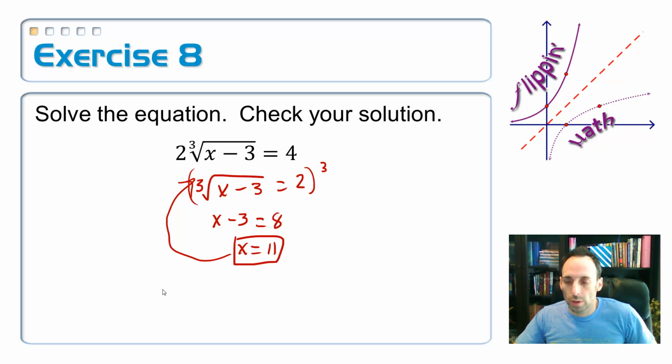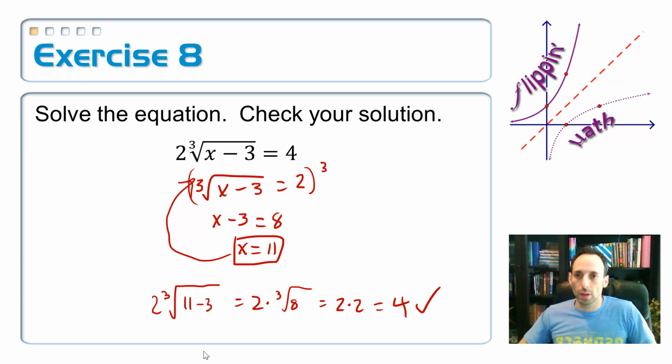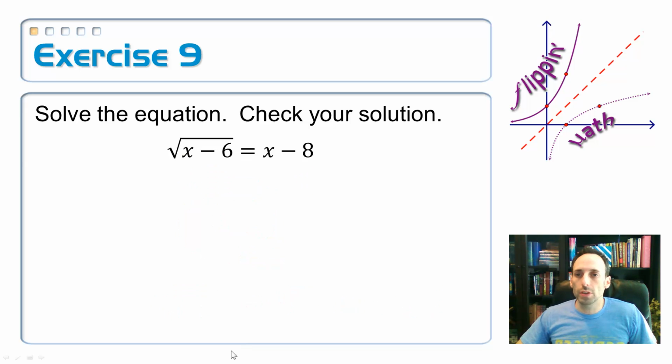Check it. So I have 2 times the cube root of 11 minus 3, which is equal to 2 times the cube root of 8, which is 2 times 2, which is 4. Yay. All right. So, wow, I don't know why I'm checking them. I'm always getting them right. Let's try this next one.